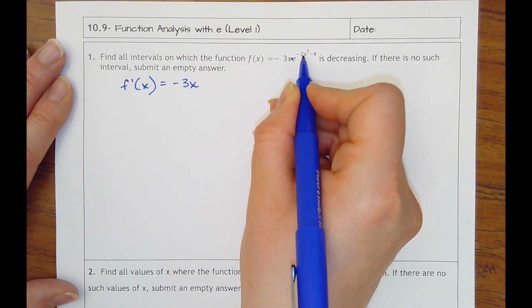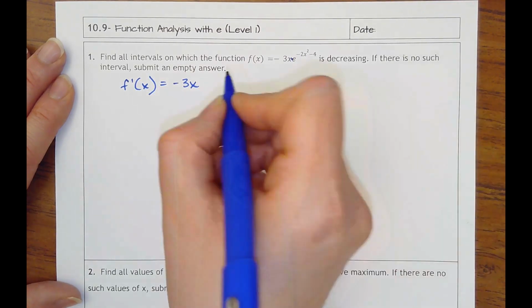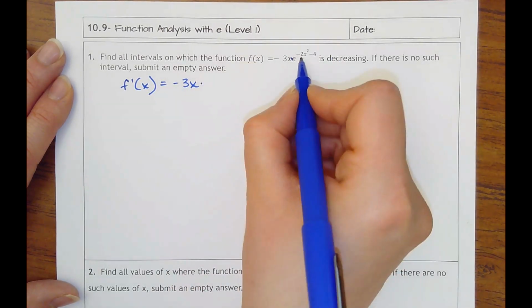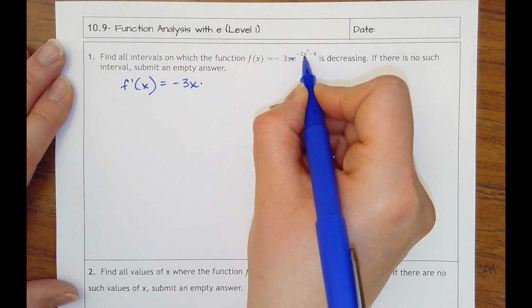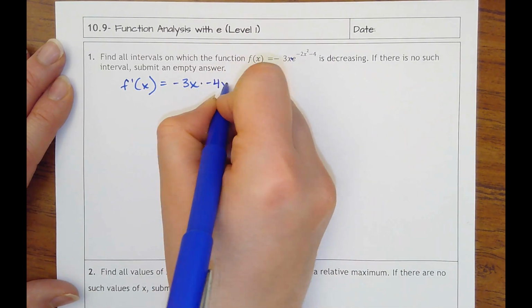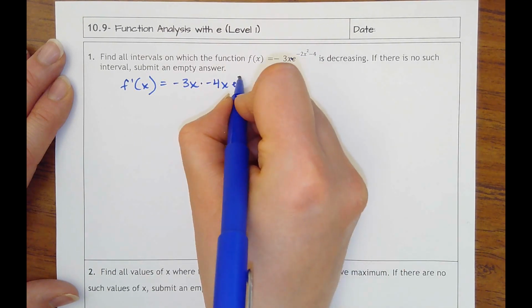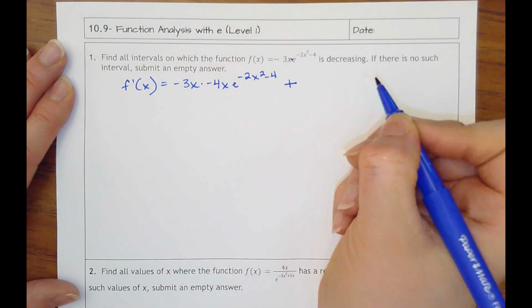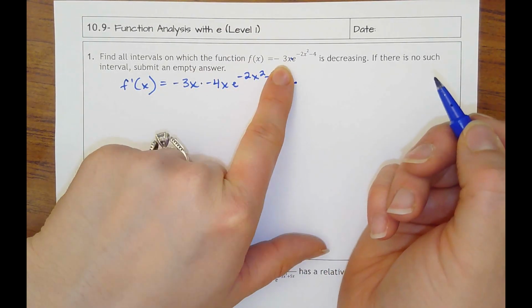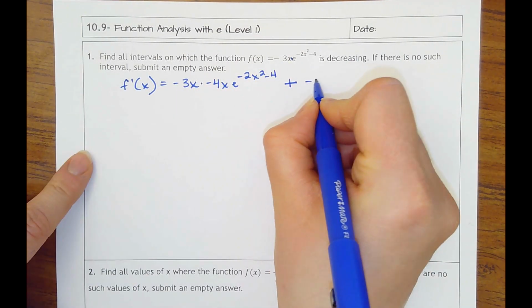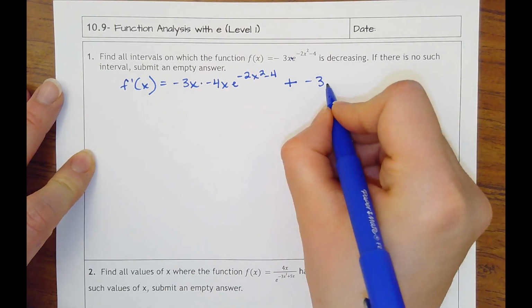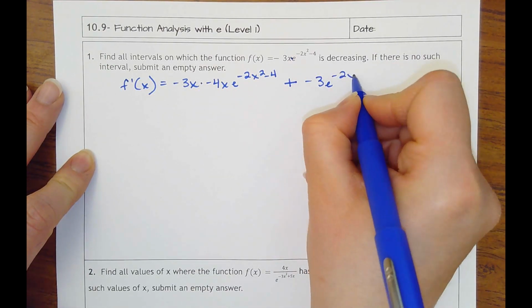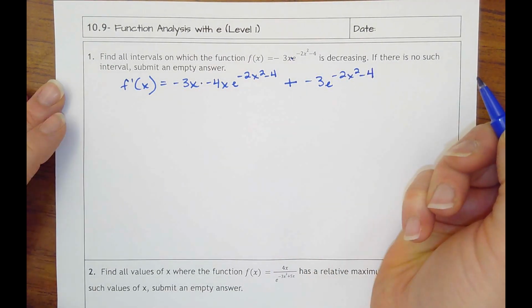So I'm going to have this, but times the derivative of its power, because that's the chain rule. So I'm going to go ahead and have times the derivative of this, which would be negative 4x, and then times e to the negative 2x squared minus 4 power. Plus, now I would be taking the derivative of negative 3x, which is simply negative 3, and then times e to the negative 2x squared minus 4. I don't have to do anything different with that.